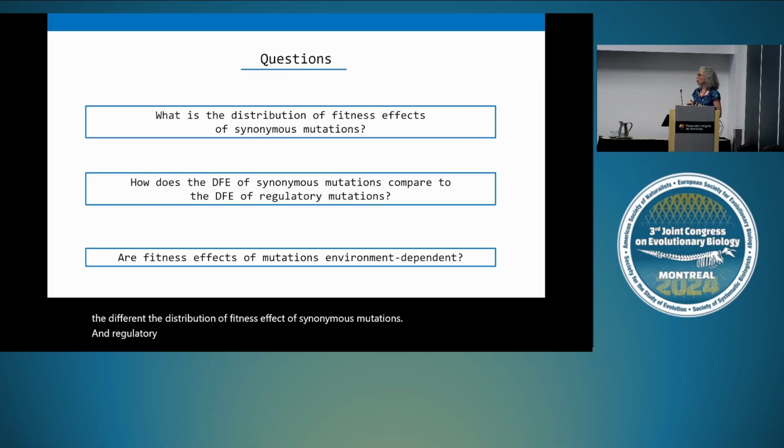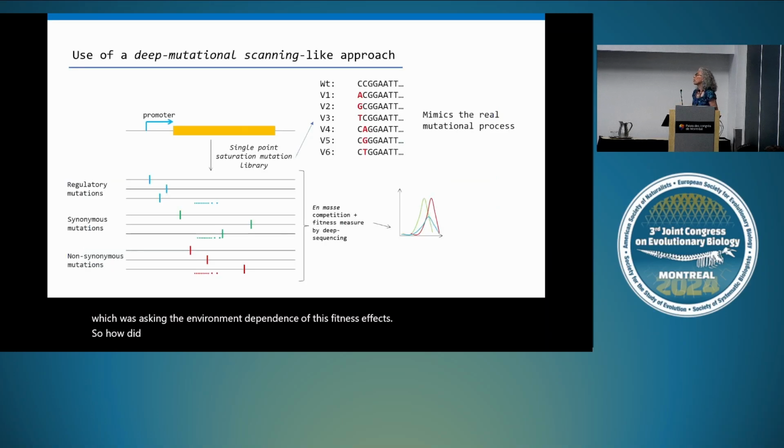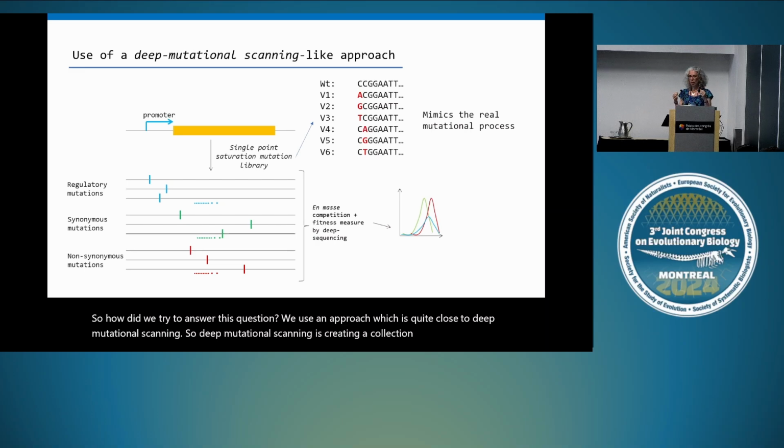So those are the first 2 questions, and then we added the last one, which was asking the environment dependence of these fitness effects. So how did we try to answer these questions? We used an approach which is quite close to deep mutational scanning. Deep mutational scanning is creating a collection of DNA sequences in which each amino acid position is replaced by any other possible amino acid. So we applied the same logic, but at the nucleotide position.